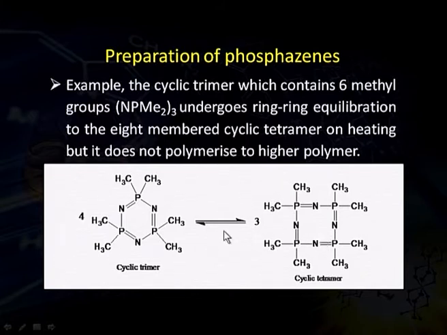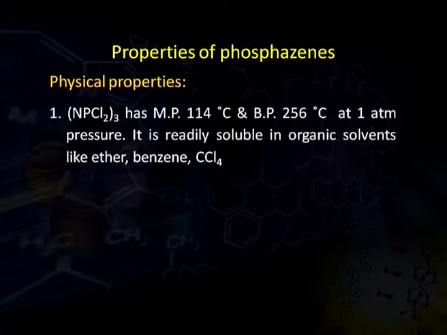But if in place of methyl groups there would have been halogen atoms, then easily the higher polymers would have been formed. Coming on to the physical properties of phosphazenes. The trimer, that is (NPCl2)3, has a melting point of 114 degrees Celsius and a boiling point of 256 degrees Celsius at 1 atmospheric pressure. It is readily soluble in organic solvents like ether, benzene, carbon tetrachloride.